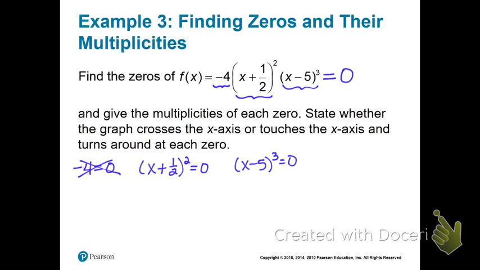What does it mean to be squared? It means it's there twice, right? Which means it's going to have multiplicity of 2. So what I'm going to do is I'm going to come down here, I'm going to write multiplicity of 2. And then I'm just going to solve it. I don't need that square now because it's already done its job. So I've got x plus 1/2 equals 0. I'm just going to solve for x. So subtract the 1/2. And so we get x equals negative 1/2, multiplicity of 2.